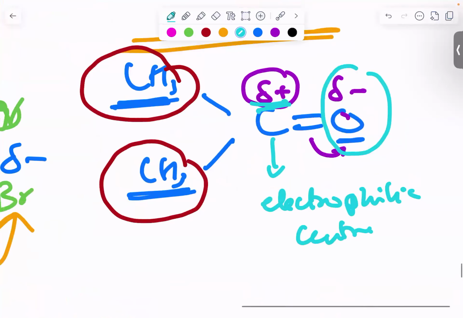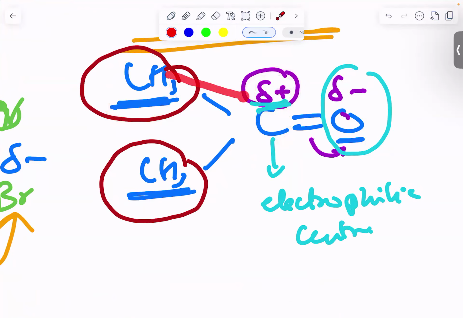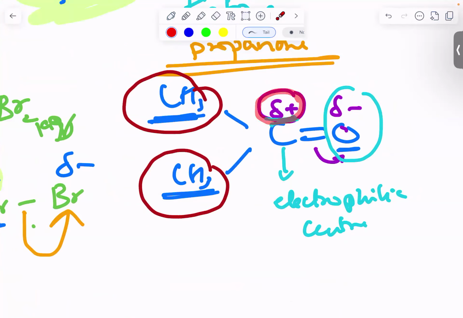Now, what happens? Carbon starts whining that my electron density has been taken by oxygen. Then these R groups will say, don't you worry, we are going to incline our electron density towards you just to support you. Are you getting my point? So when they support this carbon, it would have less positive charge, and when it has less positive charge, a nucleophile will not attack readily on this carbon atom. Is it clear?